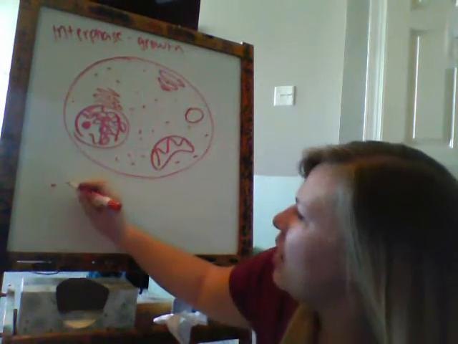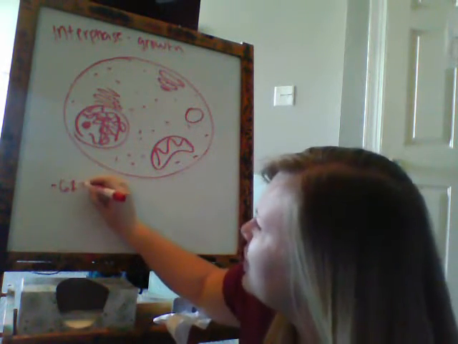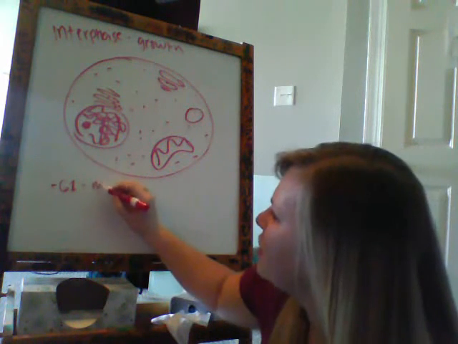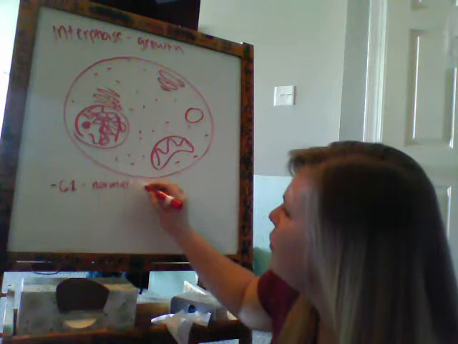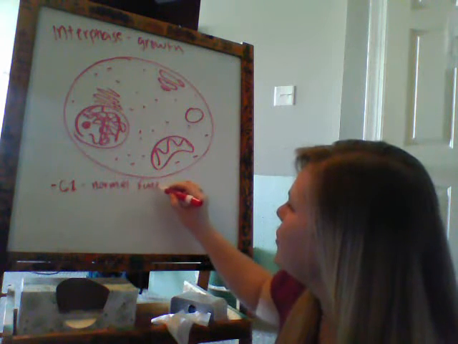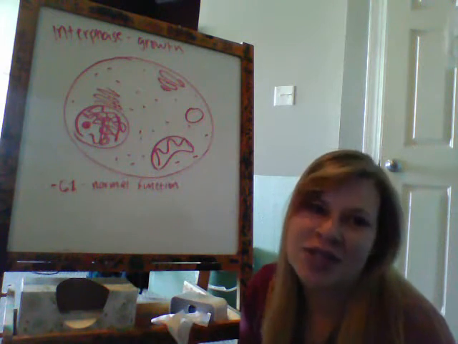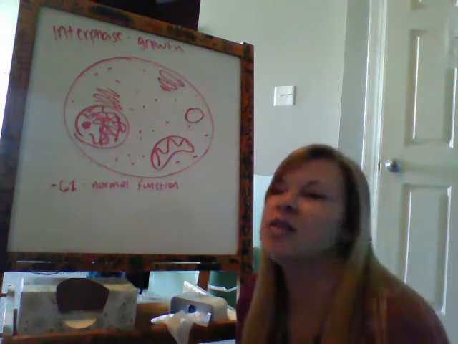So the three parts of interphase. First one is G1. That's when the cell does all the things that it needs to do, normal life functions. That's when the cell eats its food, and it uses the energy, and it does digestion, and it produces waste, and it grows and develops and does all the things that a cell needs to do.